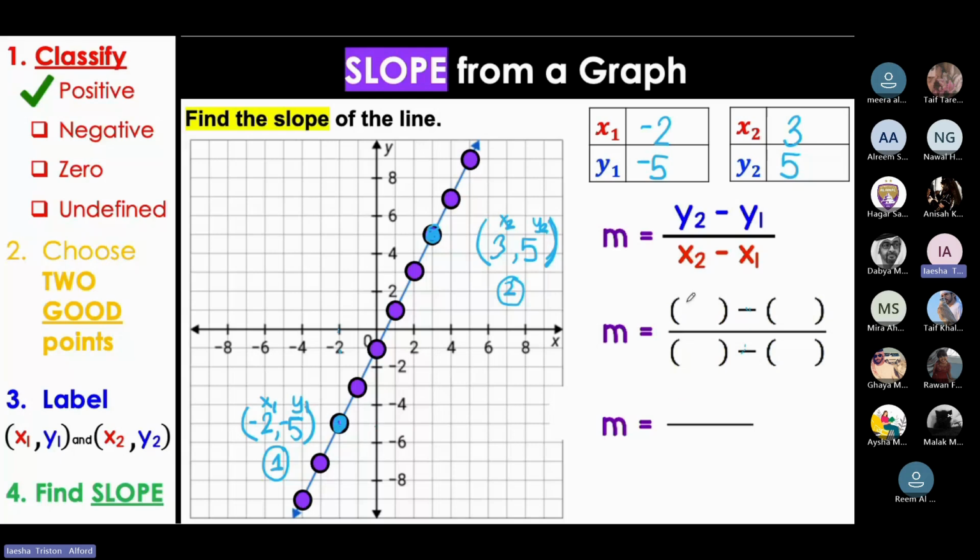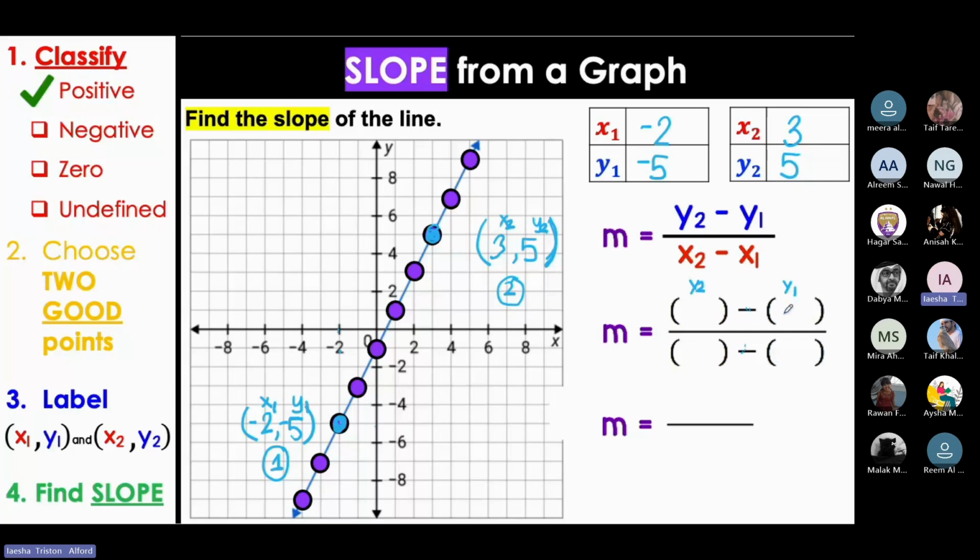What number is the y2? So here we have to put y2. Here we have to put y1. Here we put the x2. And here we put the x1. So what number is the y2? Positive 5. And what number is y1? Negative 5. What number is x2? Positive 3. And x1? Negative 2.